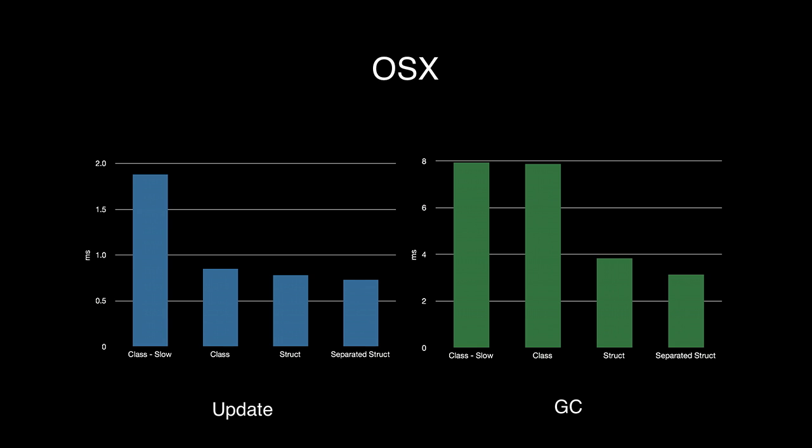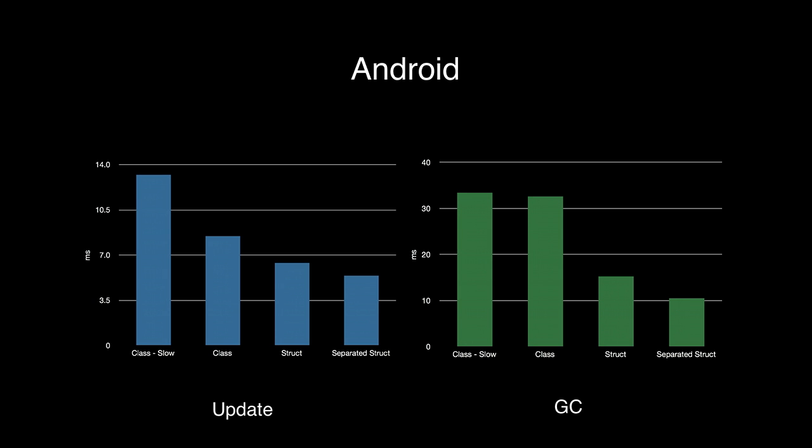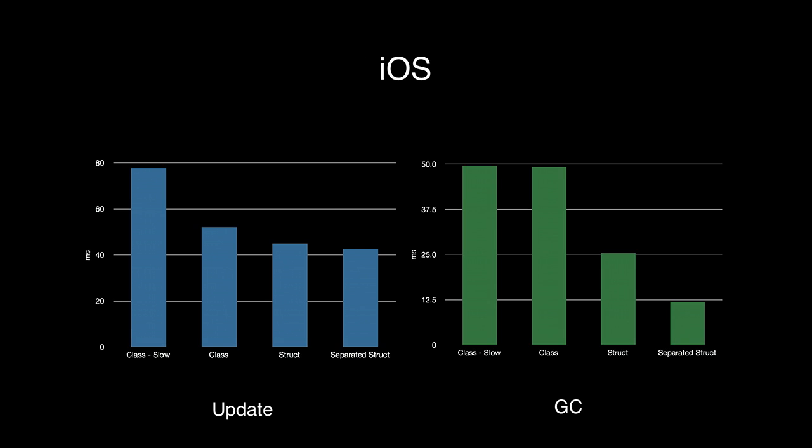What we see is some more improvements on OS X for the pause times, as well as performance. Same on Android, and most on iOS. So we halved our pause time the last step, and we halved it again. So the pause time on iOS is now a quarter of what it once was when we first started.